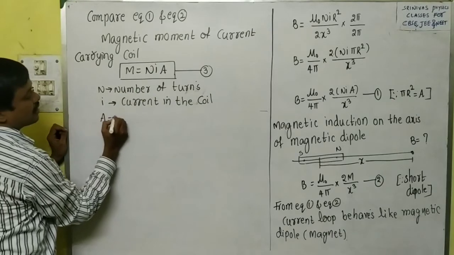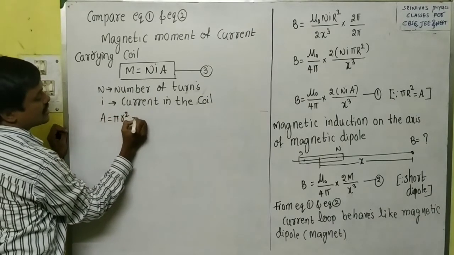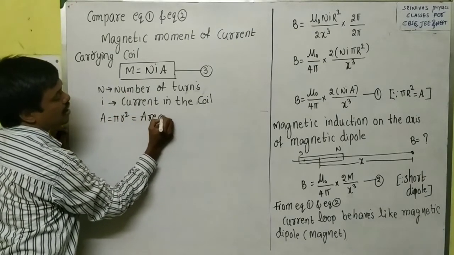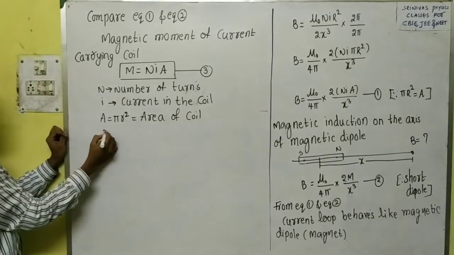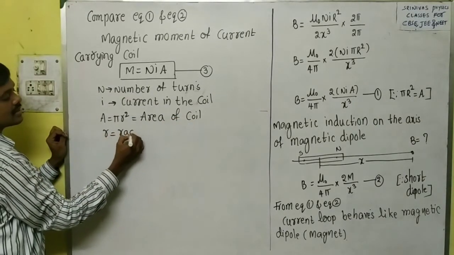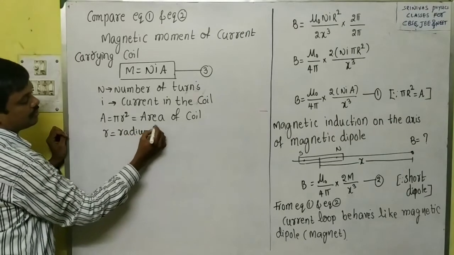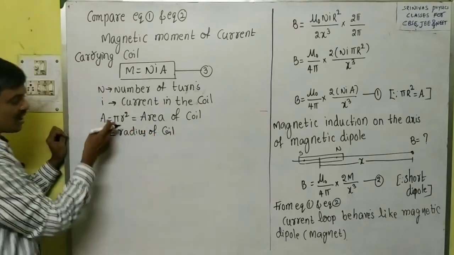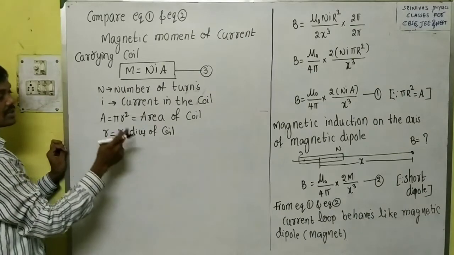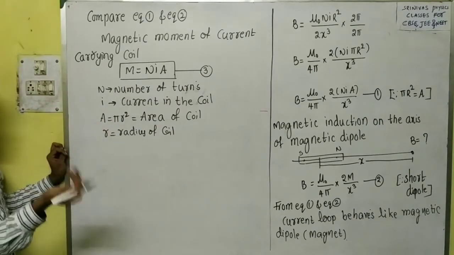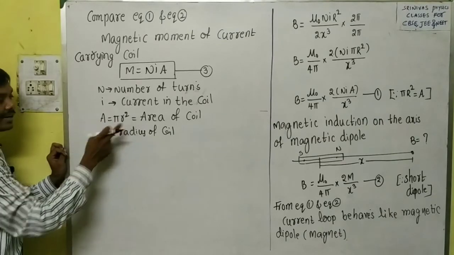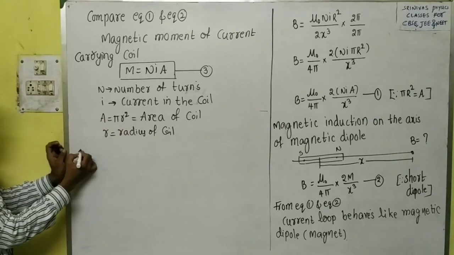A is pi r square, right? This is the area of the coil, where small r is the radius of the coil. If the coil is in circle shape, we take pi r square. Otherwise we cannot write pi r square. If it is a rectangle, we write L B.